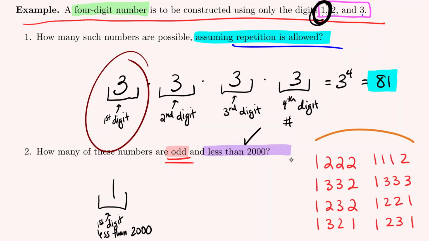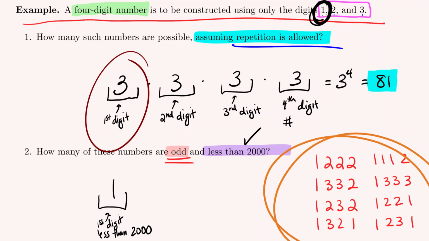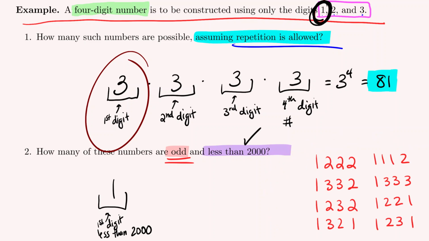Look at these 8 4-digit numbers that I've listed, and then think about which of these 8 numbers would be considered an odd number. What's considered the odd numbers? These 4. What is the property of these 4 that I've highlighted that makes them odd?